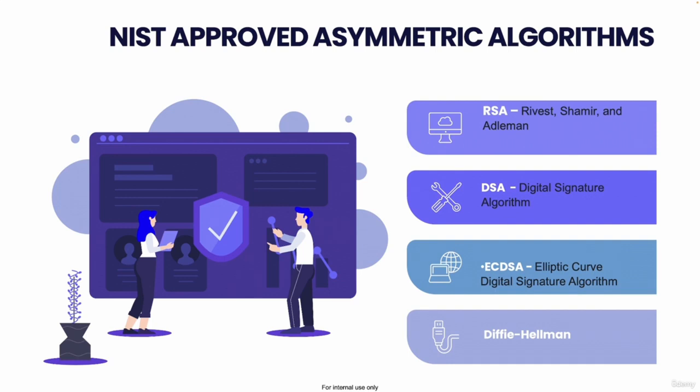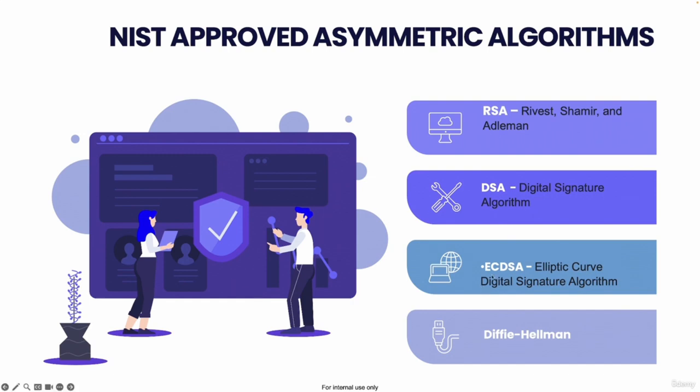Shamir, Adleman, and these are based on the names of the mathematicians who came up with this algorithm. Then we have the DSA algorithm, which is also called the Digital Signature Algorithm. As the name suggests, it is the algorithm used in today's world for making digital signatures, for signing using digital certificates.